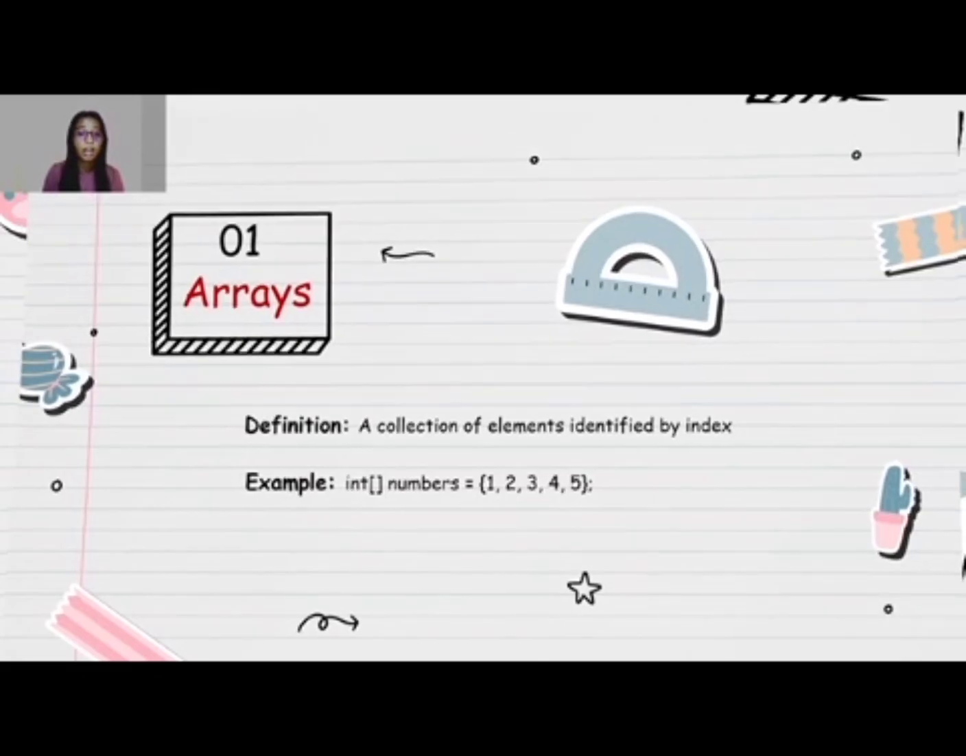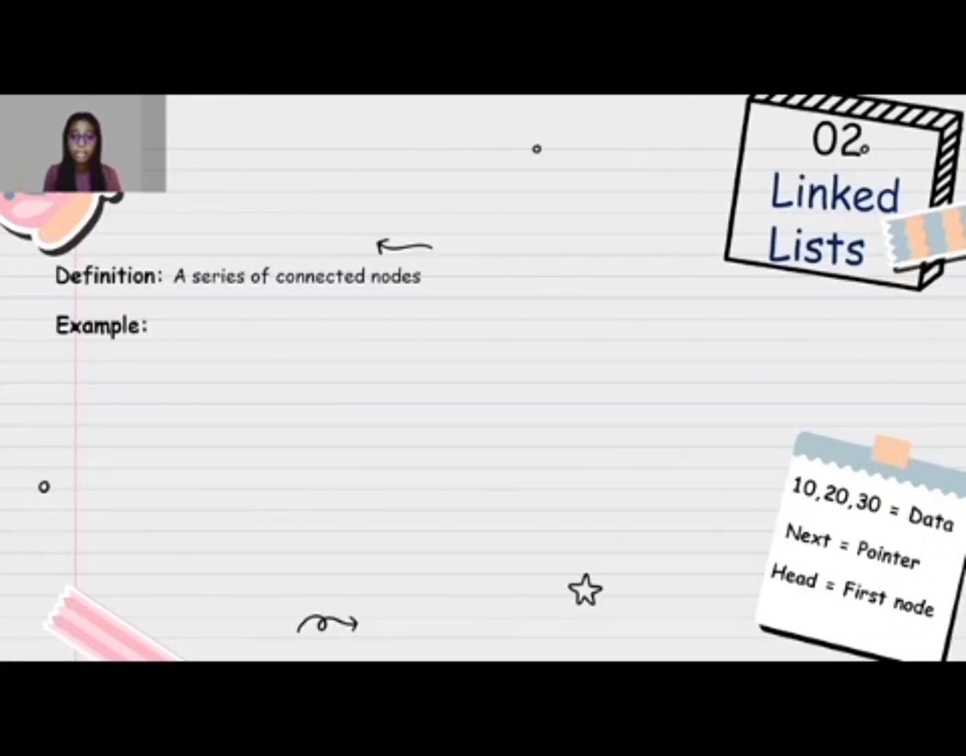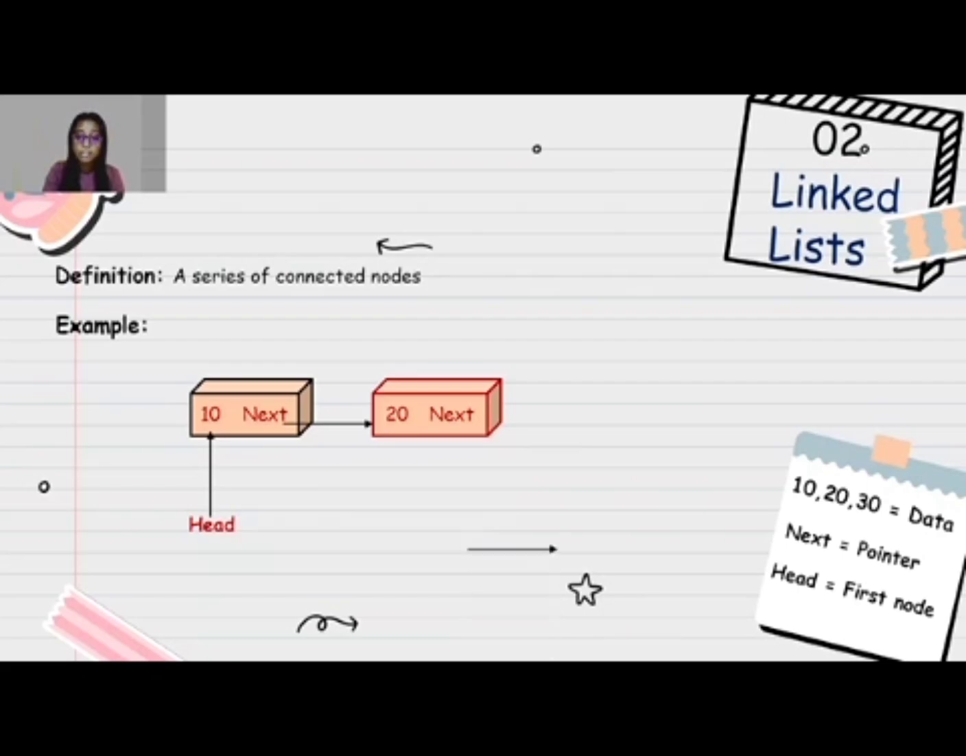Next, let's explore linked lists. Imagine a linked list like a treasure hunt, where each clue or node points to the next clue. Each node contains data and a reference to the next node in the sequence. In this linked list, the head node starts with the value 10, points to the next node, which contains 20, and so on, until the end of the list is marked by null.